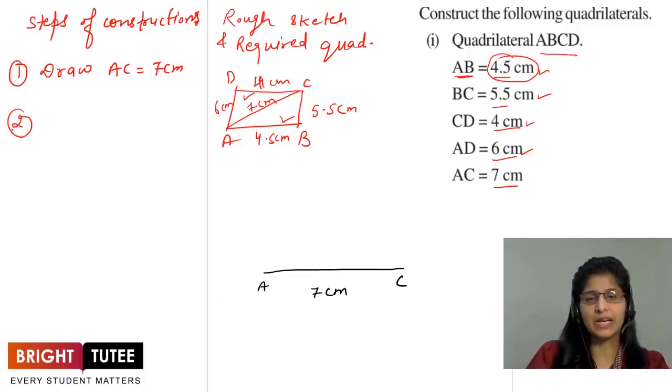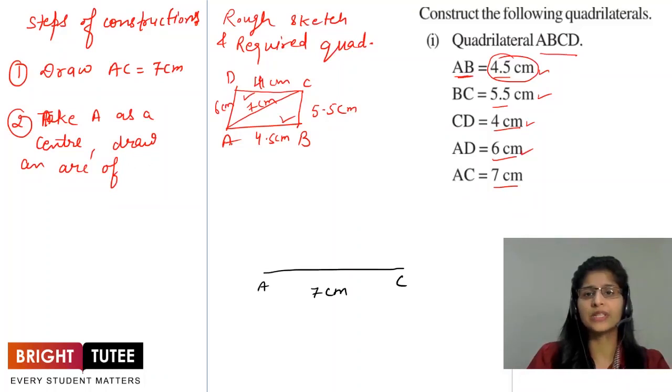So what is the second step that we will make? Take A as a center, draw an arc of how much centimeter? 4.5 centimeter. Clear? This will be the second step of construction. So from point A, you will draw an arc of 4.5. It will be somewhere like this. Clear? Now what will be the next third step?